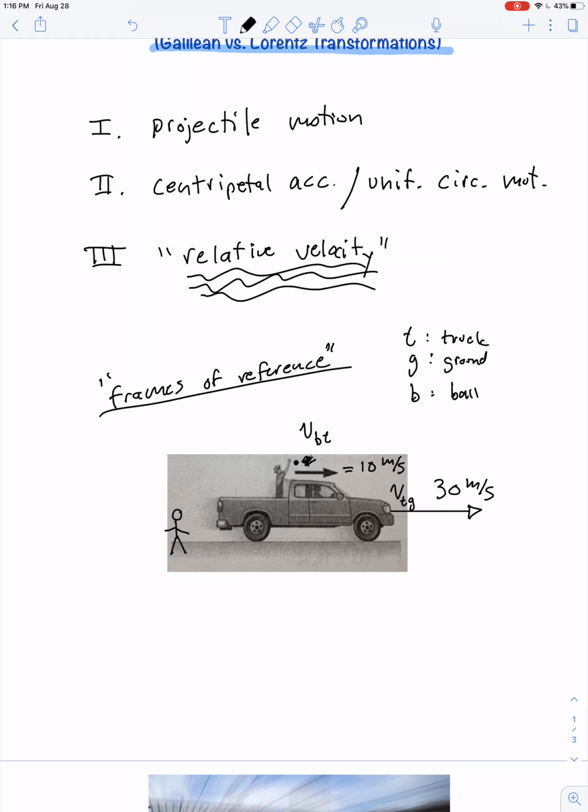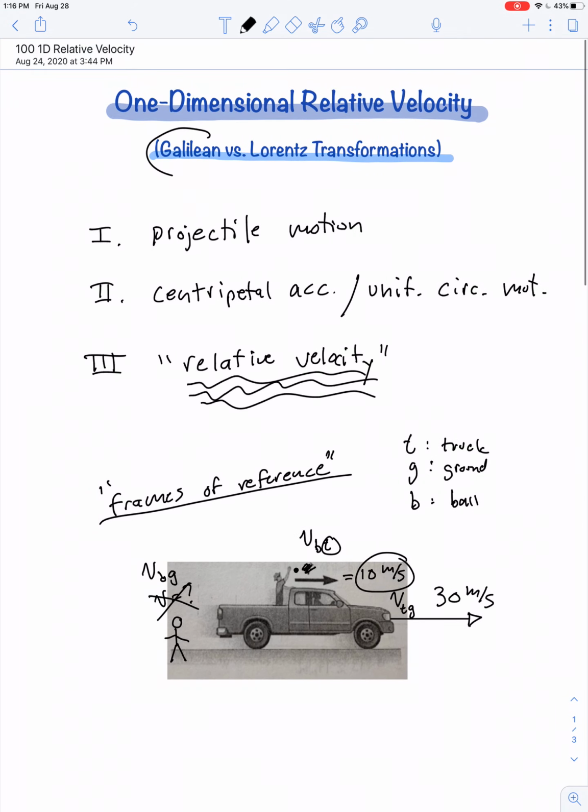Anyway, if I just carry on with this thought experiment, the velocity of the ball with respect to the truck is 10 meters per second. So when we ask, what does this guy describe the motion of the ball as? What we mean is, what's the velocity of the ball, not with respect to the truck, but with respect to the ground? So what we're applying here is something known as the Galilean Transformation, and it goes something like this.